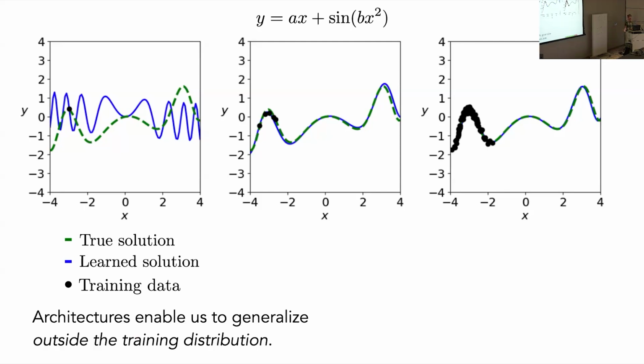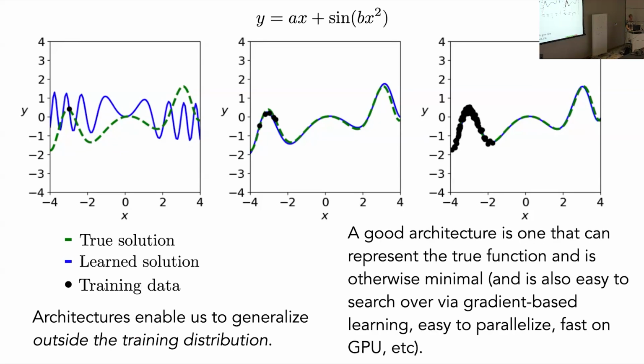a lot of the machine learning architectures have similar assumptions that they're making. And so it's not like you get a lot more from changing from one architecture to another. But the right architecture can help you generalize outside the training distribution better than not. Ideally, a good architecture is one that represents the true function and is otherwise minimal, right? So it's easier to search over with gradient-based learning, easy to parallelize, fast on a GPU.